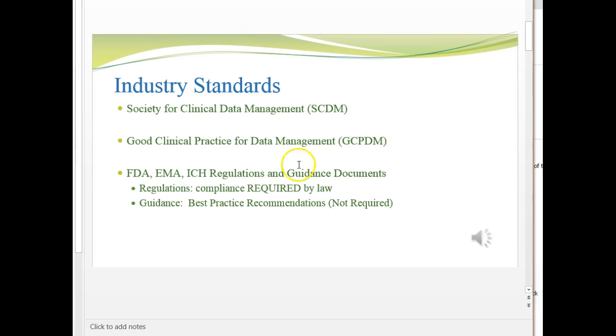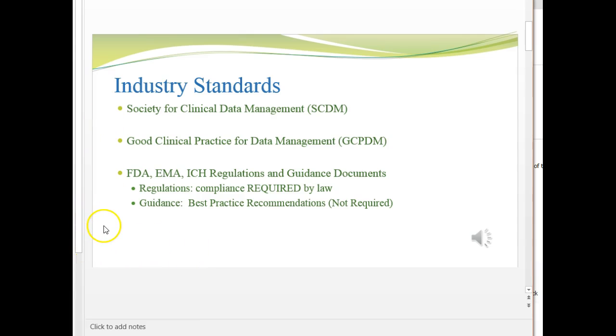So I want to go back and cover again some of the major standards that we see in our industry so that you understand the difference between what's required and what is recommended. So groups like the Society for Clinical Data Management and the societies for clinical research publish standards that they have found to be the best practice in the industry. You're not required by law to follow these, but they will tell you how the industry in general thinks we should work. Again, it's a difference between a best practice and a law.